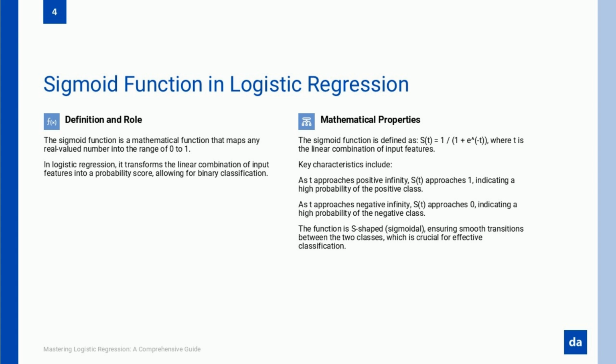But there's still one big question. What do the coefficients in logistic regression actually mean? How do they impact the probability? And most importantly, how do we interpret them to make real-world decisions? That's what we're diving into next.